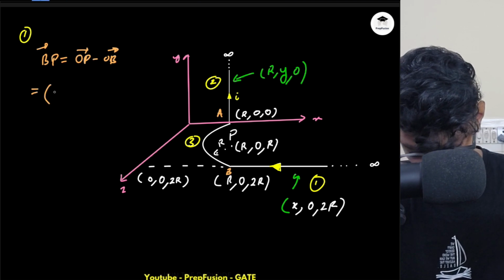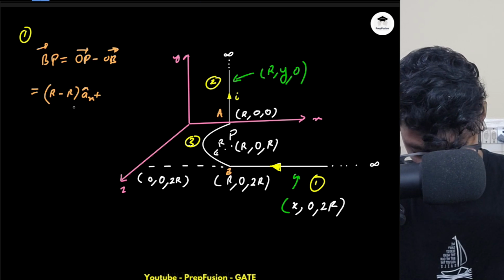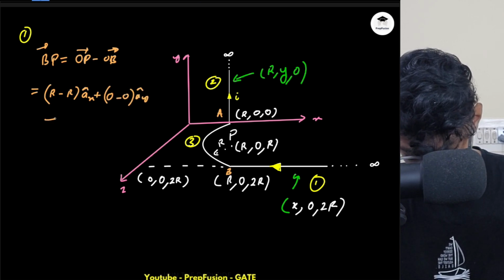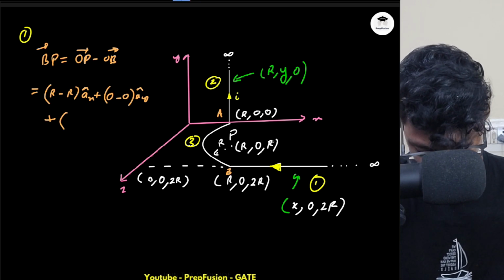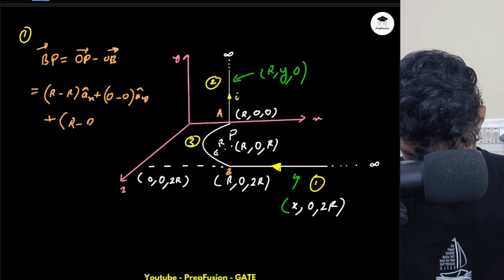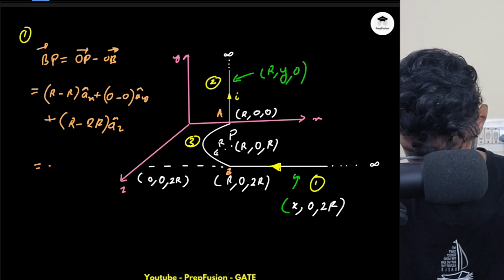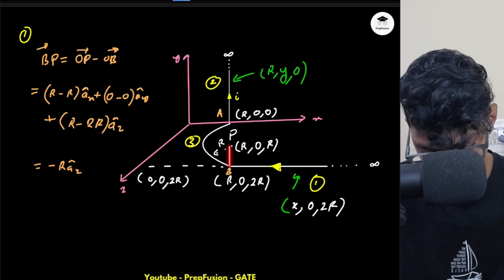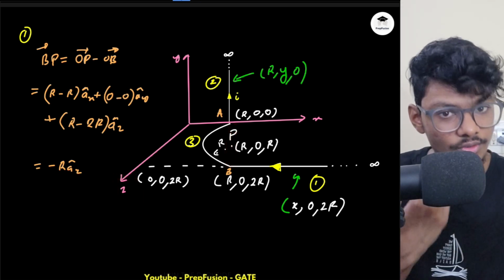This will be equal to, x coordinates will be the same, R minus R AX. Now y coordinates, they are 0 in this case, so it doesn't matter. What about the z coordinates? It is final minus initial, so it will be in this direction, right? So it will be R minus 2R AZ, and it makes sense basically. So here it will be minus R AZ. Does minus R AZ make sense? Yes, because my vector will be pointing in this direction, which is in the opposite direction of the positive z axis. So it is making sense.